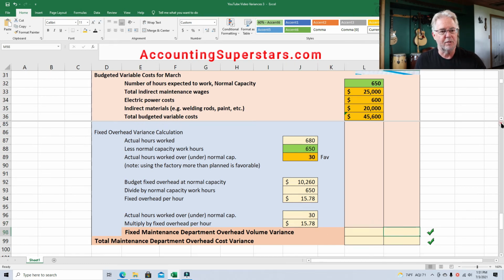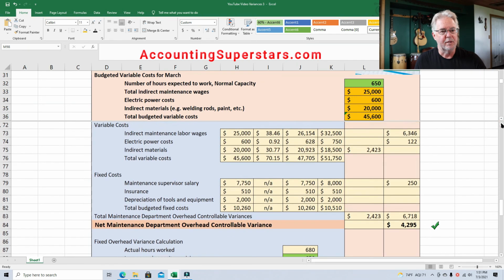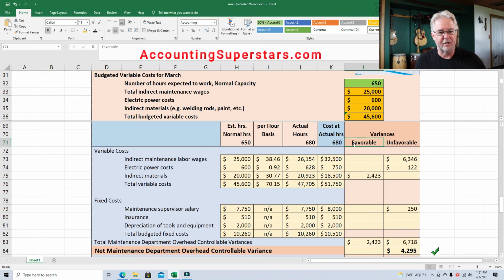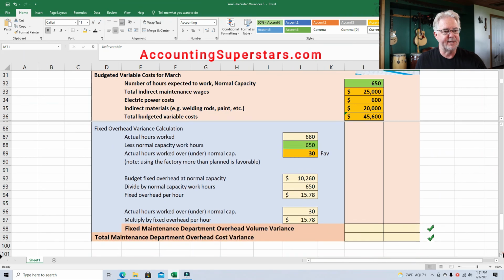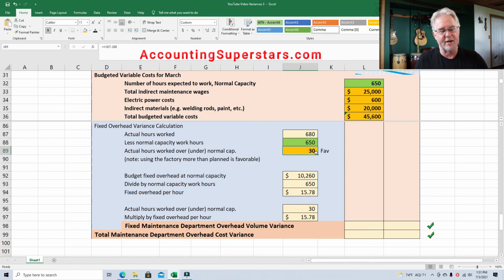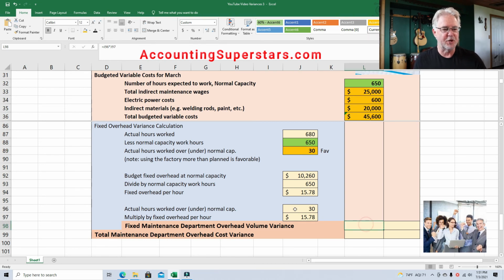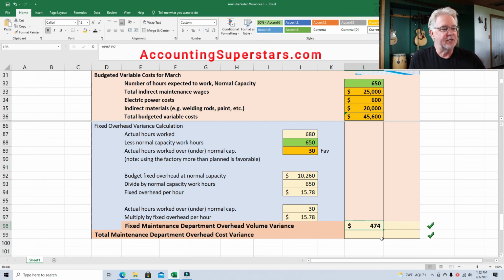Here's how you know. The left side is favorable here, and the right side is unfavorable. So left side favorable, right side unfavorable. And what did I say just a moment ago? When this number is positive, we're going to call it favorable. So 30 times 15.78 is 474, so it's favorable. So let's now add everything up here. Let's add it all up and get grand totals here.